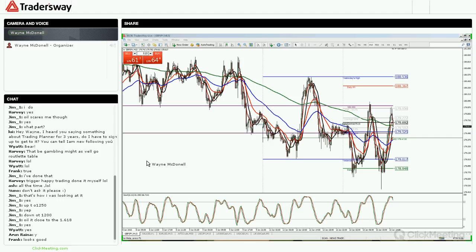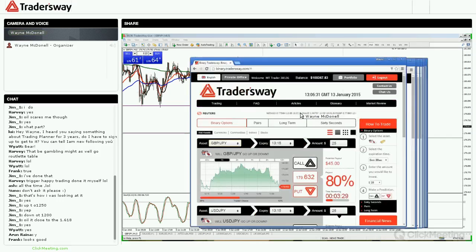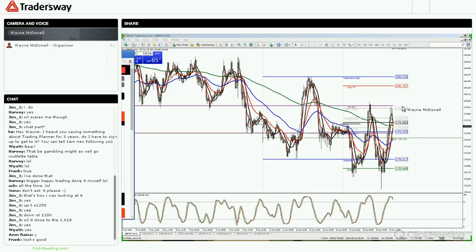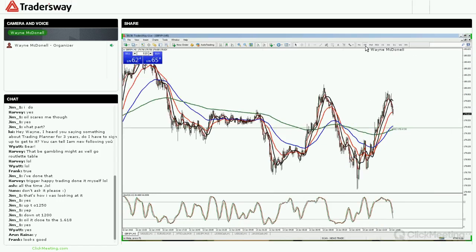Okay. Now, one thing you could have played here is the psych level of 180, right? You see that? We got all the way to 95. Could have put a binary on it. Oh, well, we're at 63 now. Too little, right? Okay, so like I said, if you were going to scalp, sell high off resistance.